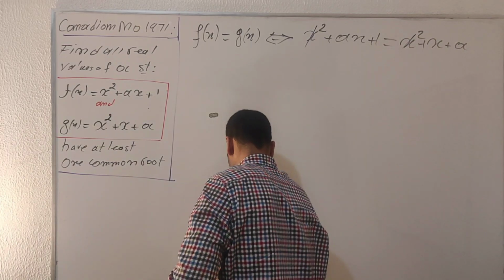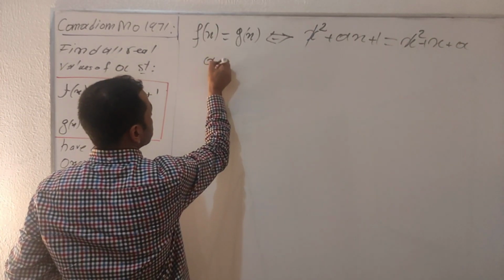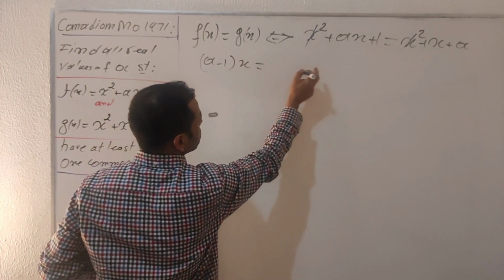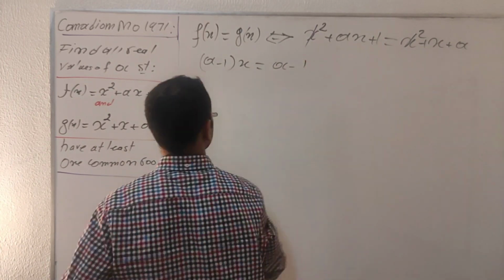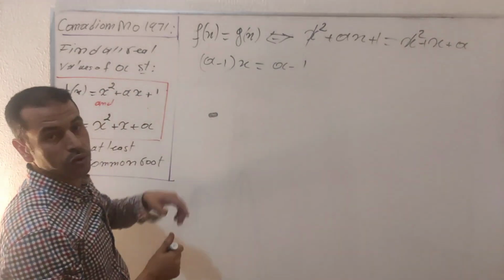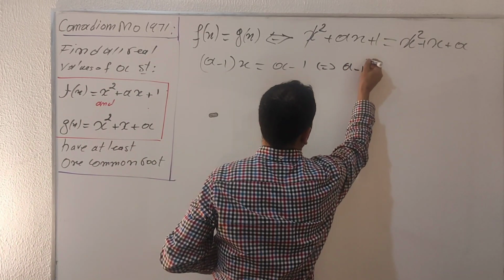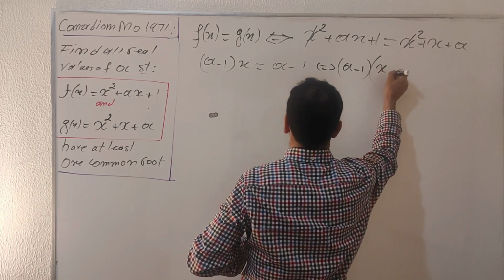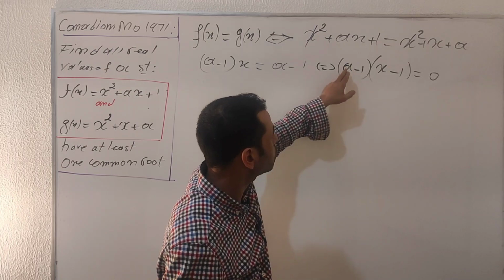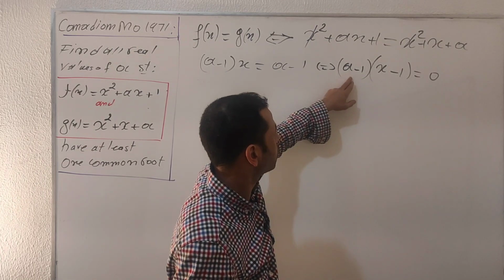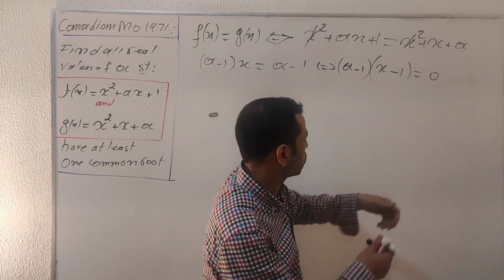Then I'm going to move x to the left, so I will get a minus 1 factor x. By moving 1 to the right, we'll get a minus 1. Then I'm going to move a minus 1 to the left and make a minus 1 a common factor. I will have a minus 1 factor x minus 1 equals 0. Here is a problem: you may have a minus 1 equals 0 or a minus 1 not equal to 0. So we are going to show a minus 1 is not equal to 0.